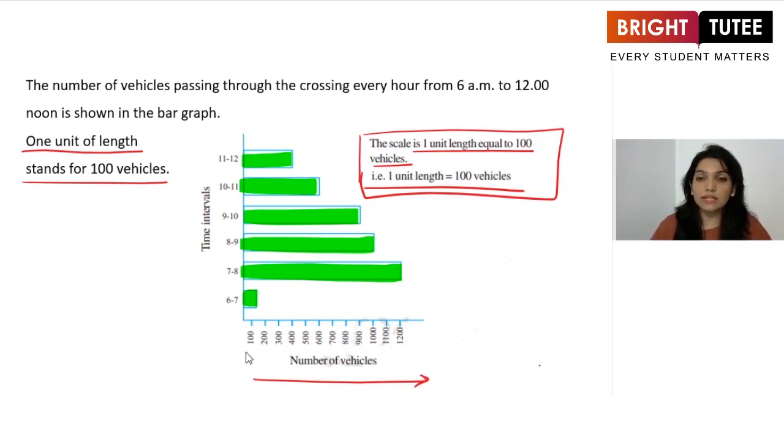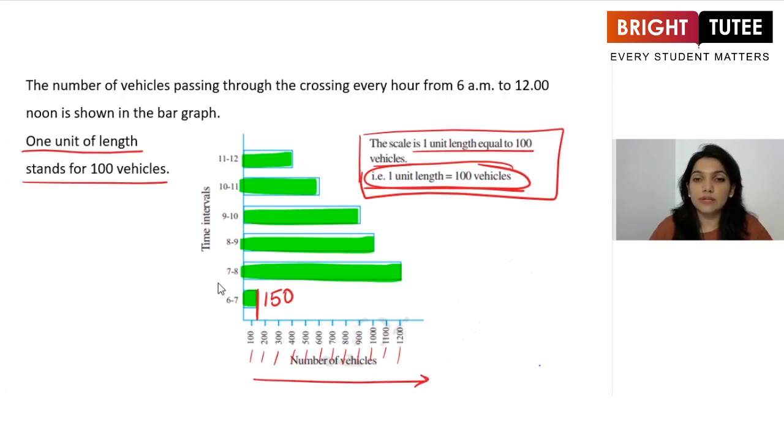So how they are representing is, it is clearly written that each unit length represents 100 vehicles. So what are these divisions? It is 100, 200, 300, 400, 500, 600, 700, 800, 900, 1000, 1100 and 1200. Okay, so here the divisions are in hundreds. So now how many vehicles passed during the first hour, that is from 6 to 7? It is somewhere here, which is between 100 and 200. So we can say that maybe 150 vehicles passed.